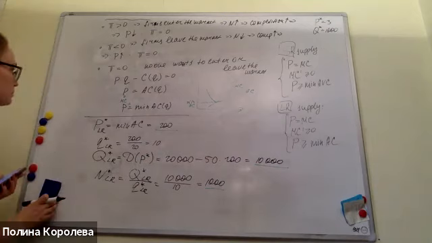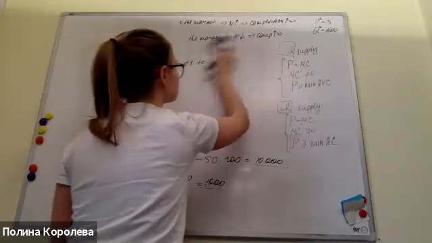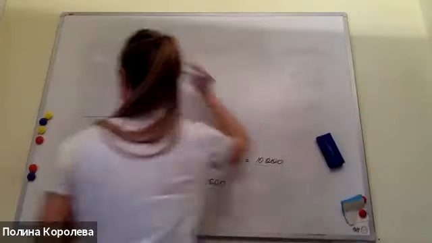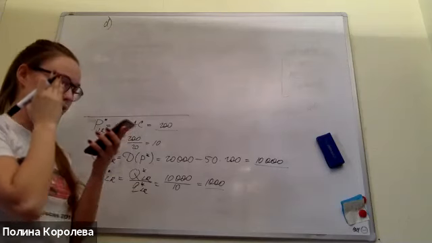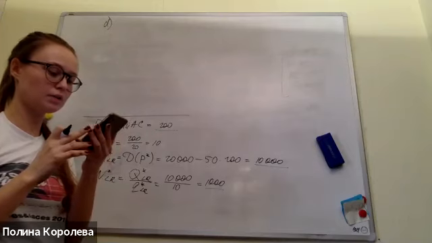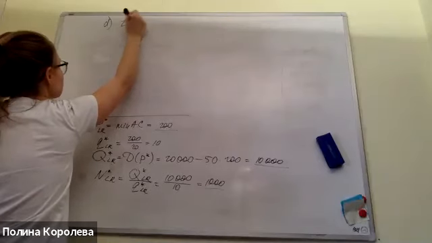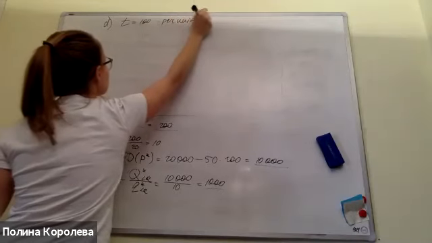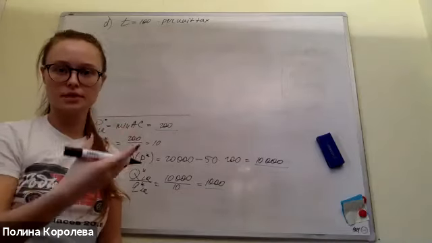Okay, let's start point D. In point D, suppose that government introduces a per unit tax of 100 on producers of the good. So we have tax equals 100. It is a per unit tax. What that means? Each firm should pay 100 for each unit that it sells.